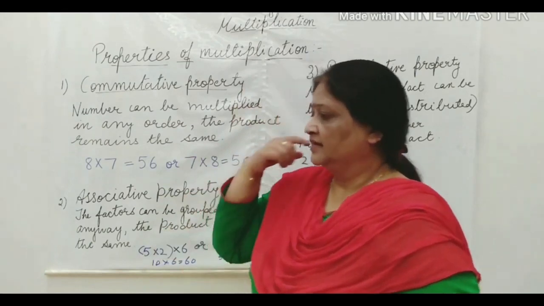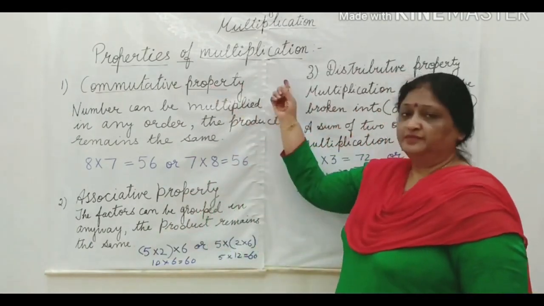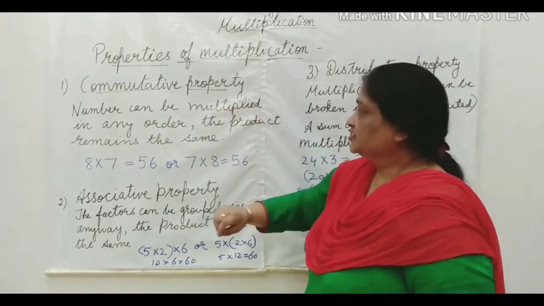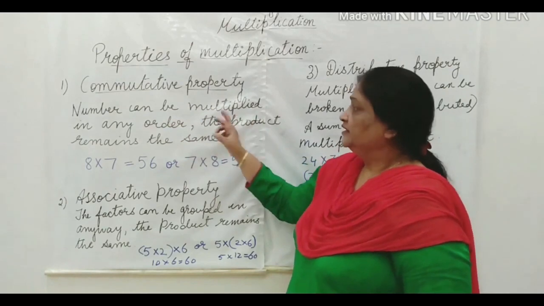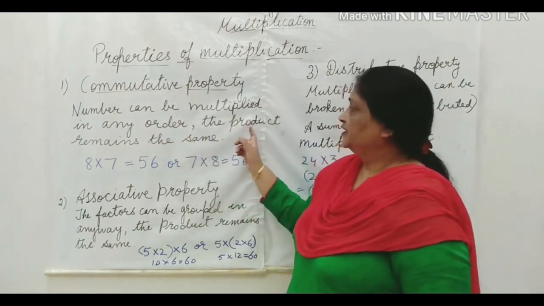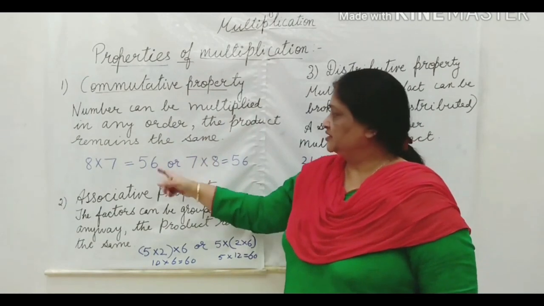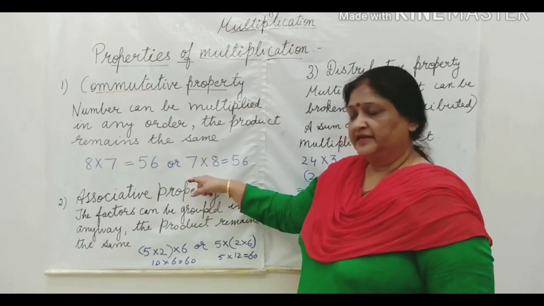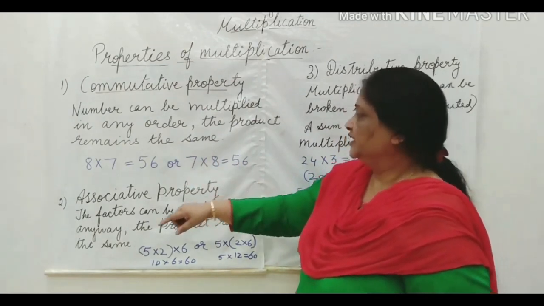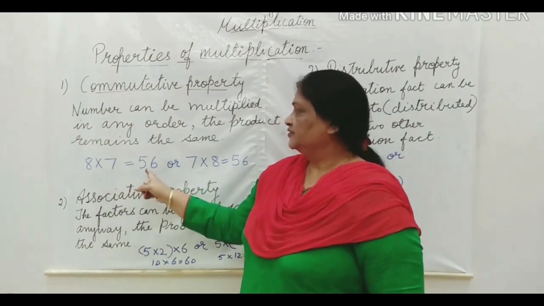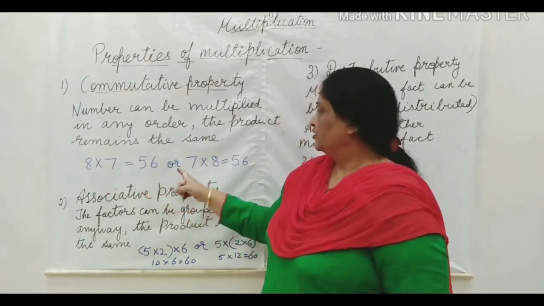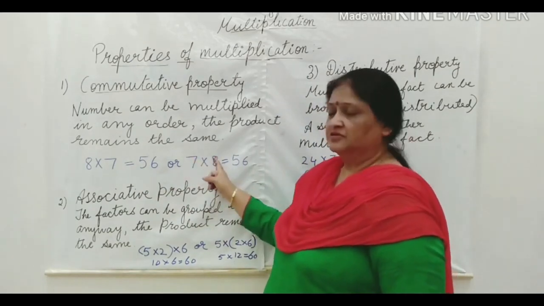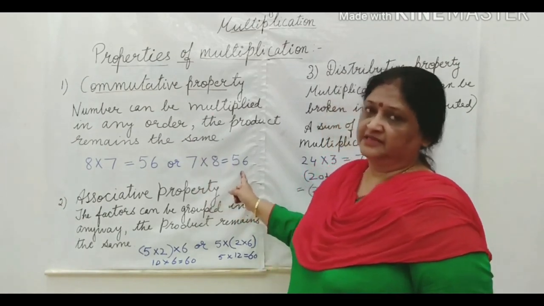And today we will start the lesson by learning the properties of multiplication. First of all, the first one is the commutative property, in which the numbers can be multiplied in any order and the product remains the same. Means when we change the place of any factor and then multiply, the product remains the same. For example, 8 multiplied by 7 is 56, 8 7s are 56, or 7 multiplied by 8 is also 56. Even when we interchange the places, the product remains the same.